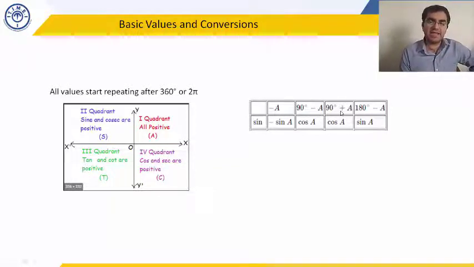Let's go to 90 plus A. 90 plus A is which quadrant? It's quadrant number 2. And in quadrant 2, sine is positive. So you get a plus sign over here. And since this is 90, it transforms into cos. So it becomes cos A. Okay. Now, this much is fine. You can write it down.